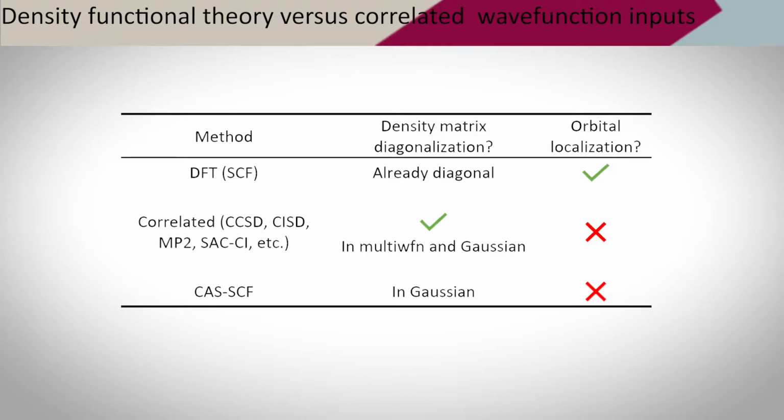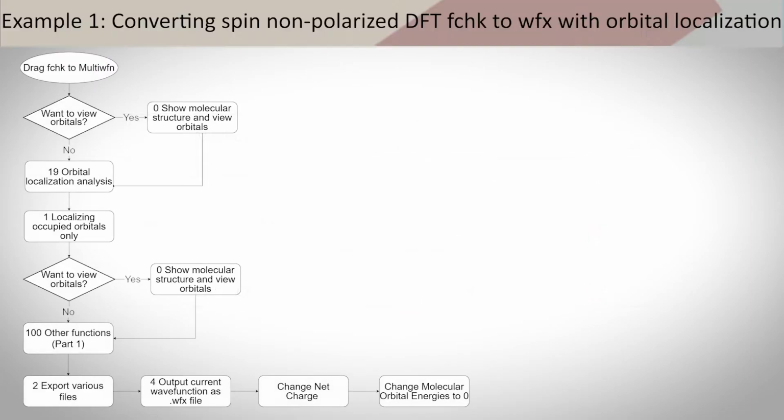This video includes several examples of fcheck to WFX conversion using MultiWFN software. Examples 1 and 2 cover orbital localization for DFT calculations, while example 3 is a direct conversion of fcheck to WFX for the DFT calculation. Examples 4 and 5 cover diagonalization of the density matrix for correlated wave function methods. A separate video will cover WFX file generation using Gaussian software.